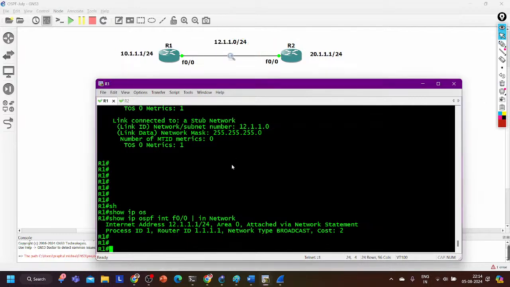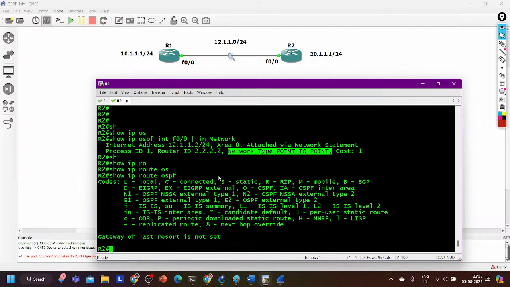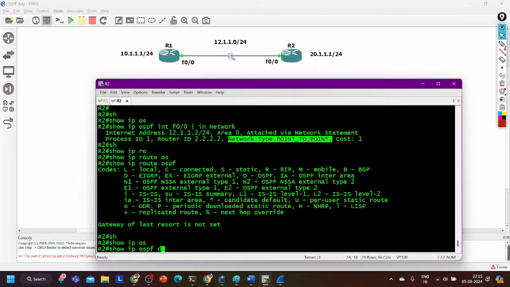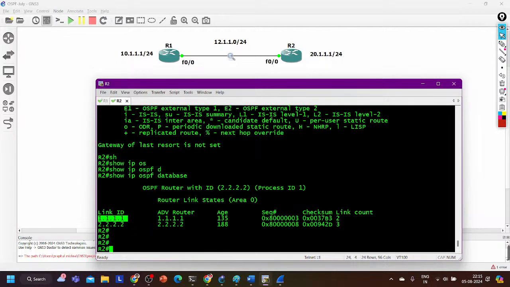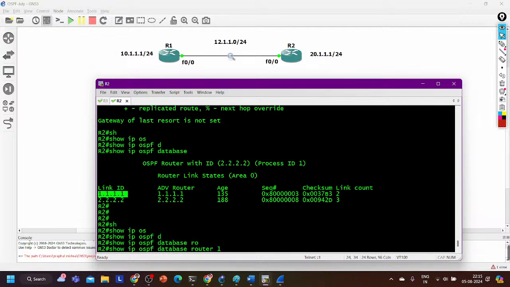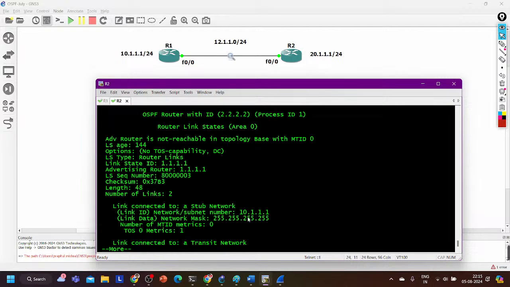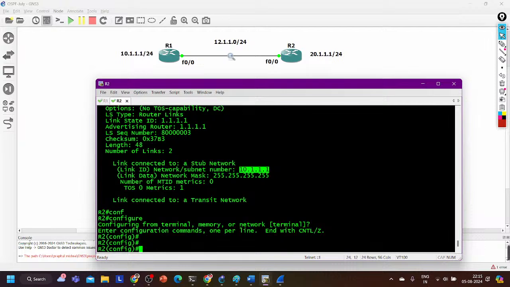On router number 2 also you can check the routing table, show IP route OSPF, it has not installed any route, but show IP OSPF database router, router 2 has information about 1.1.1.1, and you can even open it in detail. See, there is 10 network information, but router 2 is not installing it in its routing table because of the network type. We will have one separate class on OSPF network type, guys, because it is very important, so don't worry.